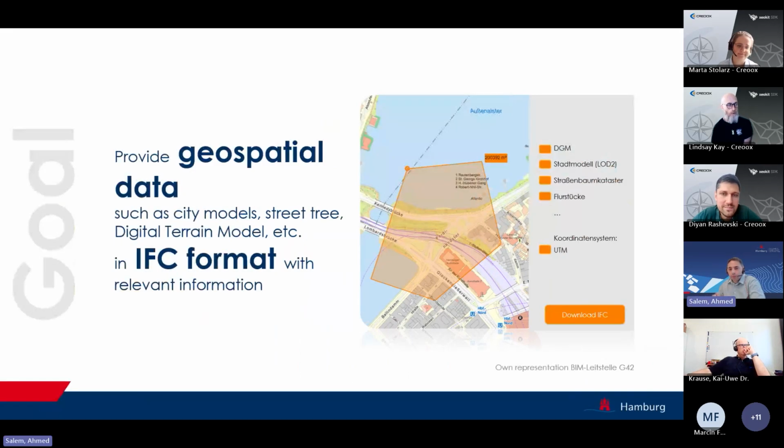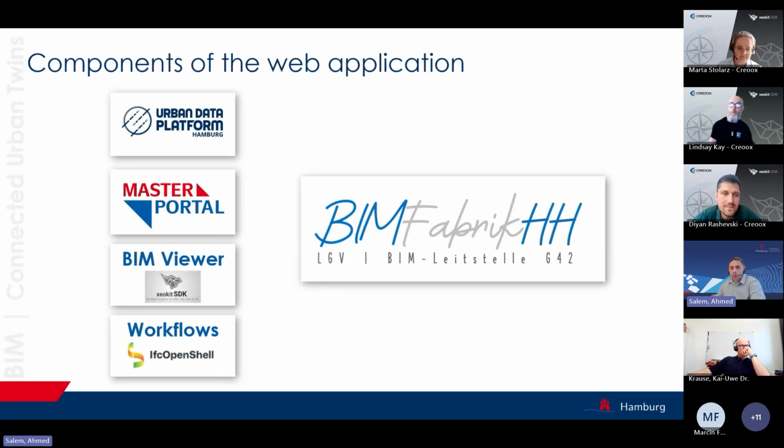We aim to provide geospatial data such as city models, street trees, digital terrain models, and so on, in IFC format. The user can select a boundary on the 2D map and then generate an IFC model on the fly based on this data, without saving it as an IFC. This happens when the user creates it. The components were the Urban Data Platform, the Masterportal, the BIM viewer using the xeokit SDK, and the workflows which we created using IfcOpenShell. The whole set of components we called our product the BIM Fabric Hamburg.